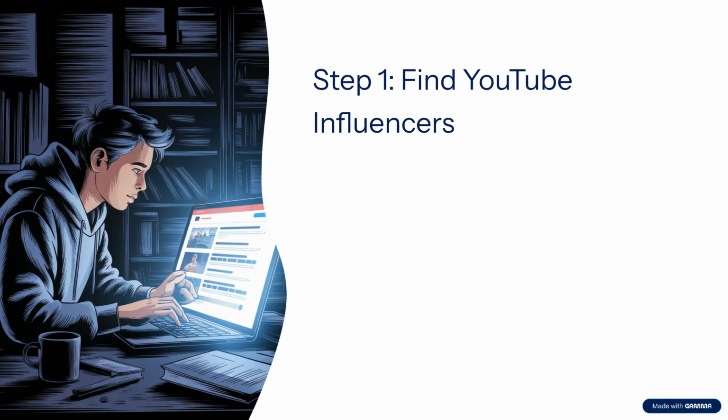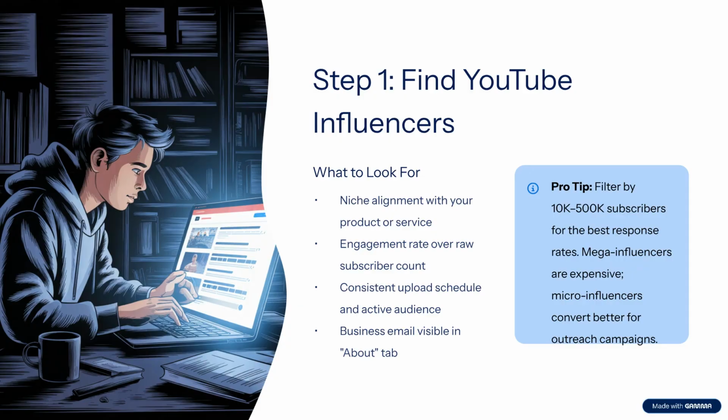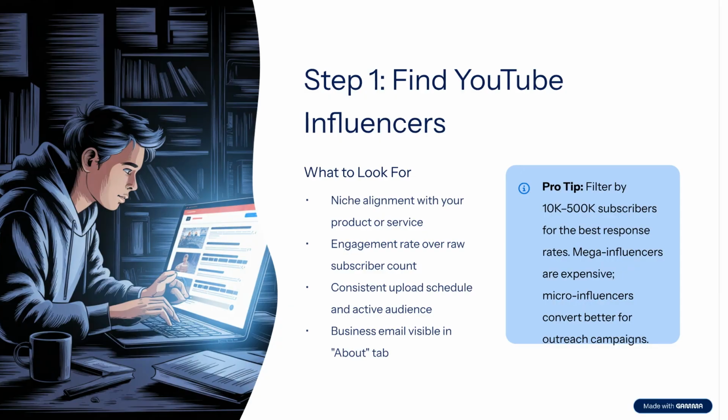The final steps focus on improving outreach results with refined messaging and timing. Step 1 is finding the right YouTube influencers. Look for niche alignment, a strong engagement rate, a consistent upload schedule, and a business email visible in their About tab. Remember, micro-influencers often convert better than mega-influencers.